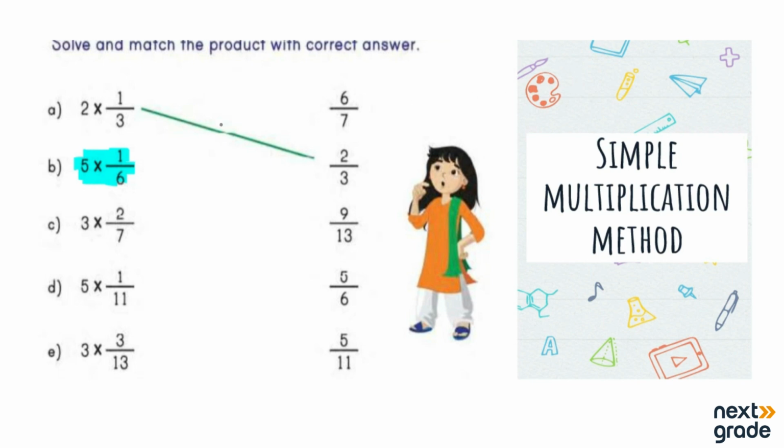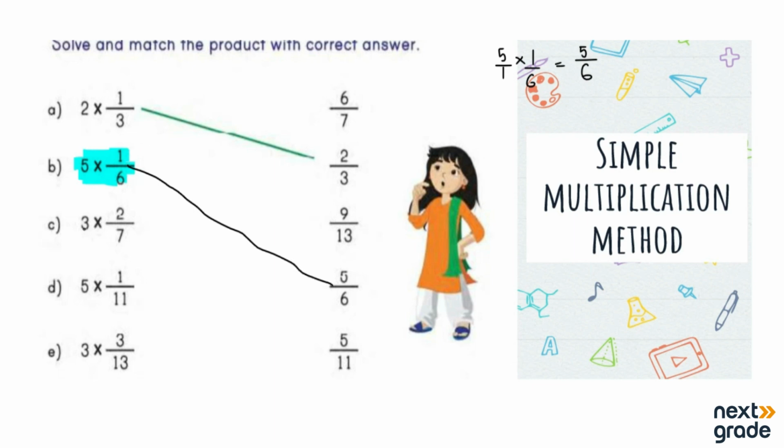ऑलराइट, so what is 5 multiplied by 1 over 6? It's 5 over 1 multiplied by 1 over 6. We multiply the numerators with the numerator and denominator with the denominator. So the answer is 5 over 6. We are going to look over here and this is where the 5 over 6 is. तो हम इसको इसके साथ मैच.